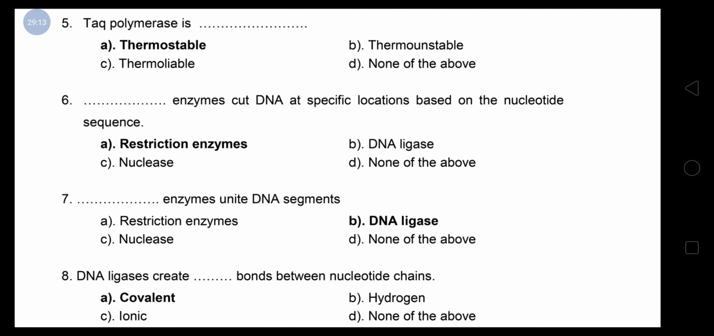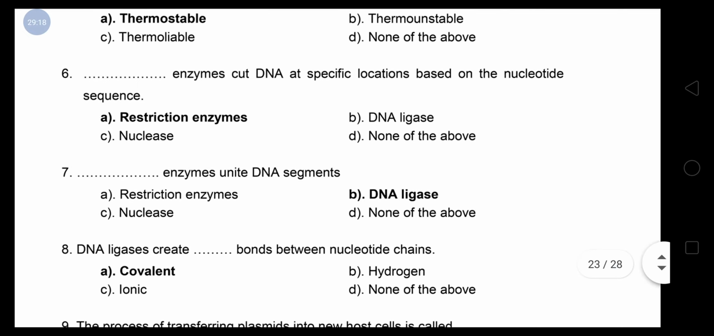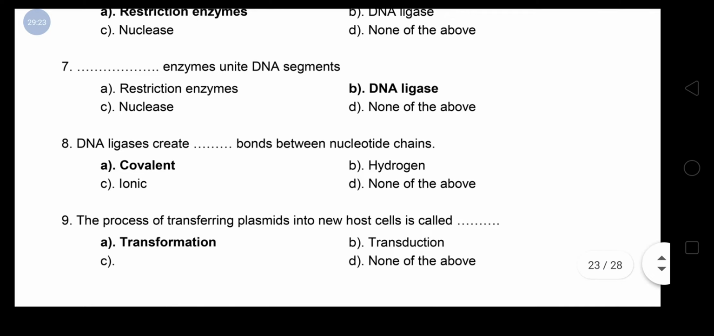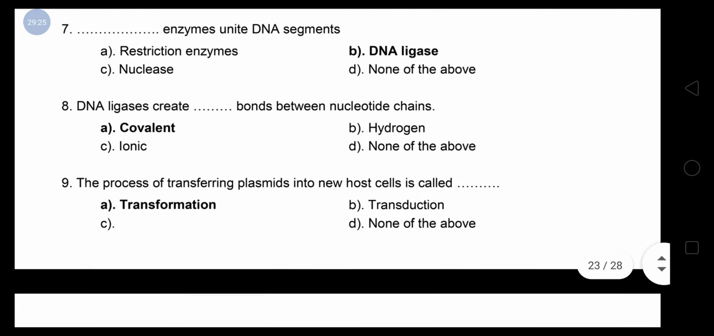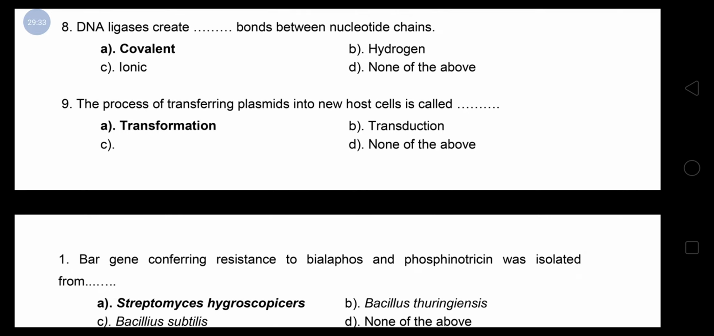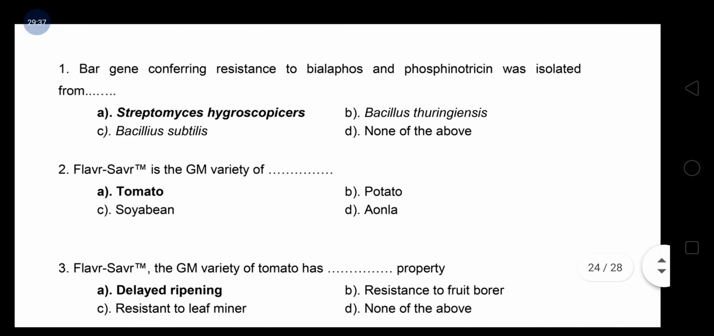Taq polymerase is thermostable. Restriction enzymes cut DNA at specific locations based on the nucleotide sequences. DNA ligase enzyme unites the DNA segments. DNA ligase creates covalent bonds between the nucleotide chains. The process of transferring plasmids into a new host is called transformation. The bar gene conferring resistance to bialaphos and phosphinothricin was isolated from Streptomyces hygroscopicus.